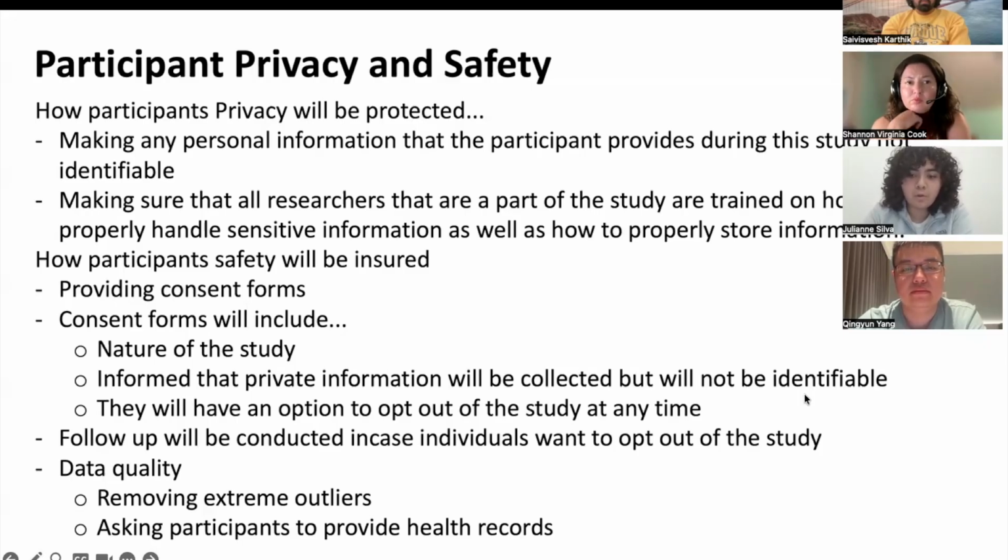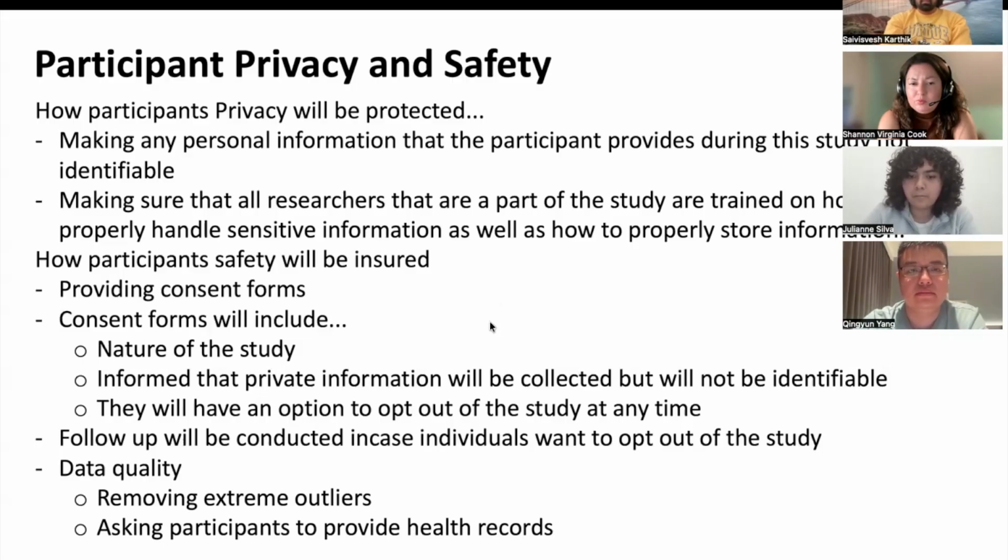To ensure the quality of the data throughout the study, information like a diagnosis of West Nile virus will have to be corroborated by health records that the participant is willing to consent to providing, to ensure they were properly diagnosed with the West Nile virus. Also, any extreme outliers will not be included in the study and will not be included in data analysis, to make sure that the data accurately measures the association between the exposure and the outcome.